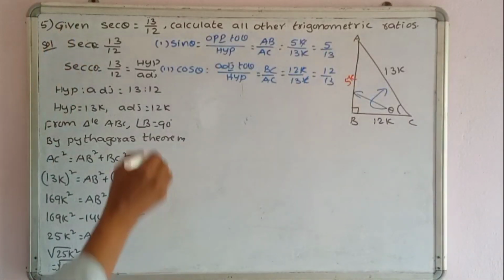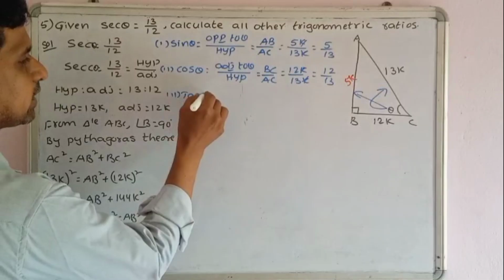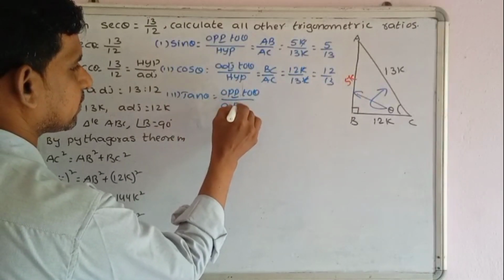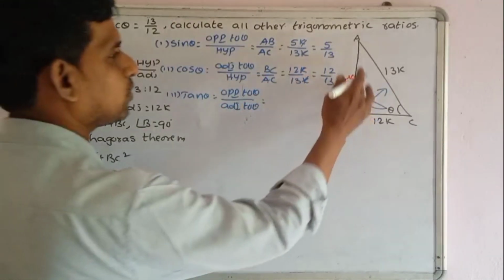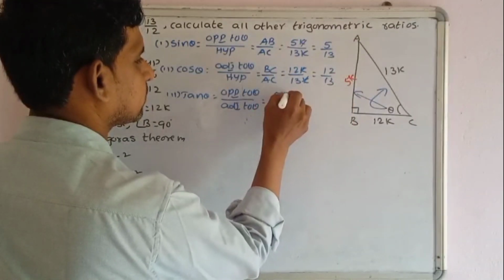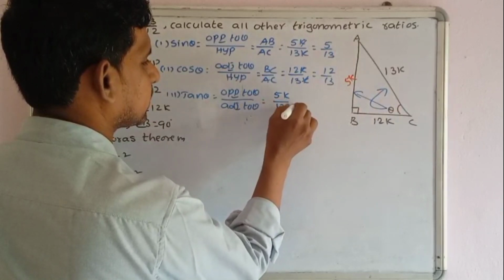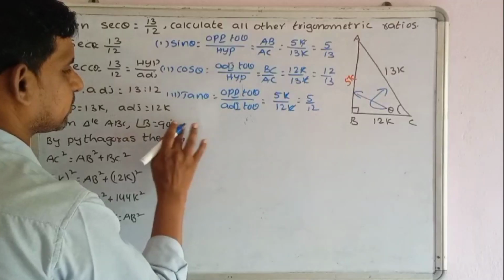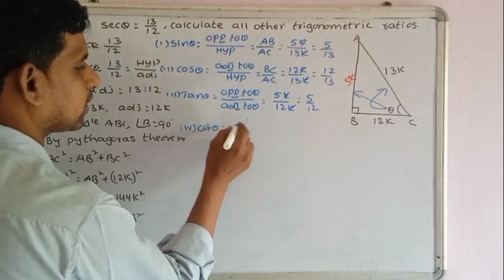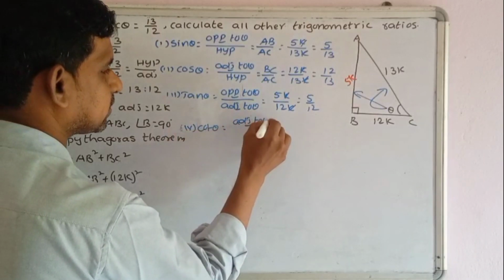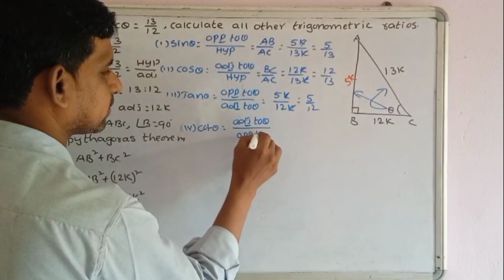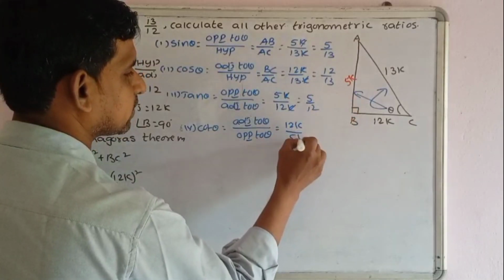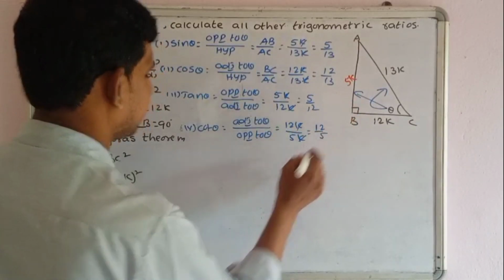Next, tan theta. Tan theta equals opposite to theta by adjacent to theta. Opposite to theta how much? 5k. Adjacent to theta is 12k. So k gets cancelled, 5 by 12. Next, cot theta. Cot theta equals adjacent to theta by opposite to theta. Adjacent to theta is BC, that is 12k. Opposite to theta is 5k. So k gets cancelled, 12 by 5.